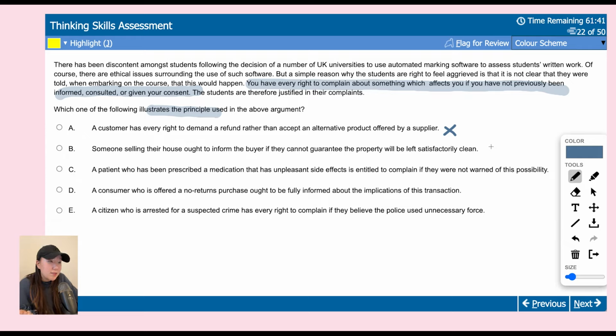Someone selling their house ought to inform the buyer if they cannot guarantee it is obviously not the case. Something about not being satisfactorily clean is not the same as misinformation or misguiding the buyer. A patient who has been prescribed a medication that has unpleasant side effects is entitled to complain if they were not warned of this possibility is just hitting every single mark. It's something that they can complain about because it affects them, side effects, and they can complain because they were not given prior consent or informed, not warned of this possibility.